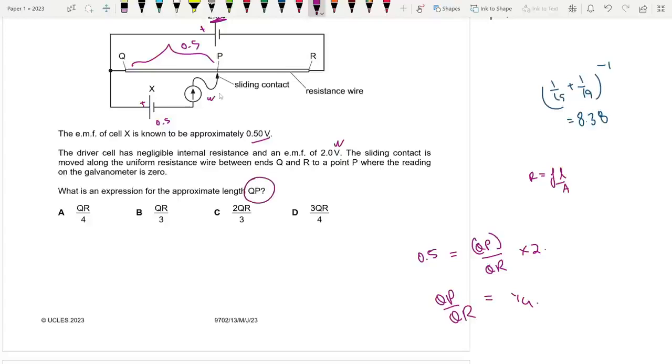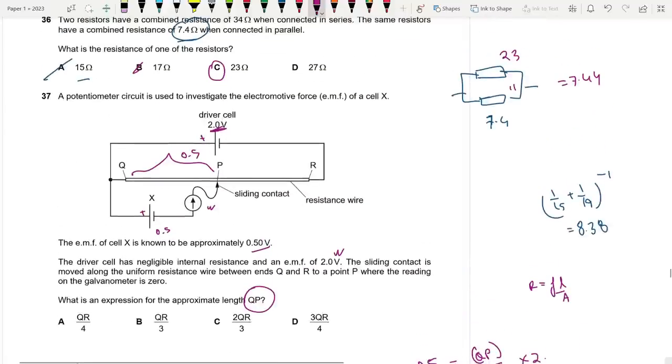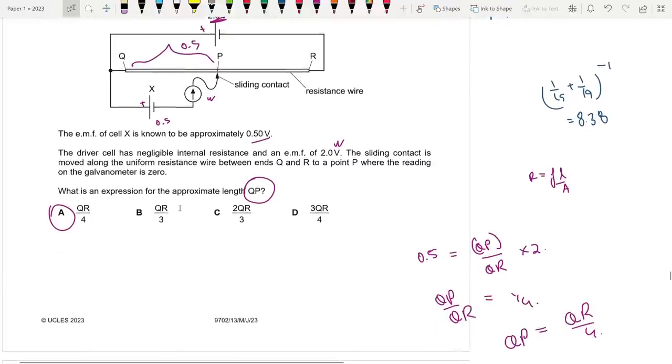And then approximate length for QP. So QP should be equal to QR by 4. We are looking for QR by 4. And if we delve into it, the answer has to be A. So that's the logic. For a potentiometer, for the galvanometer reading to be 0, the upper part QP must be equal to the lower part, so it's like that.